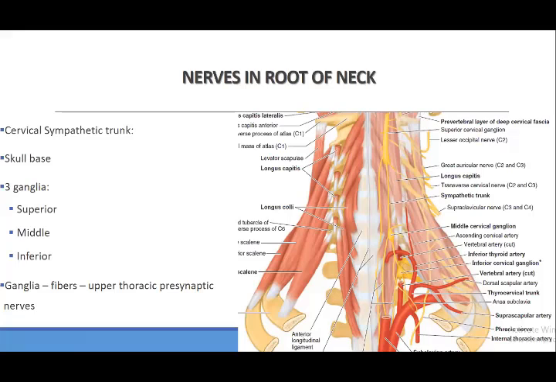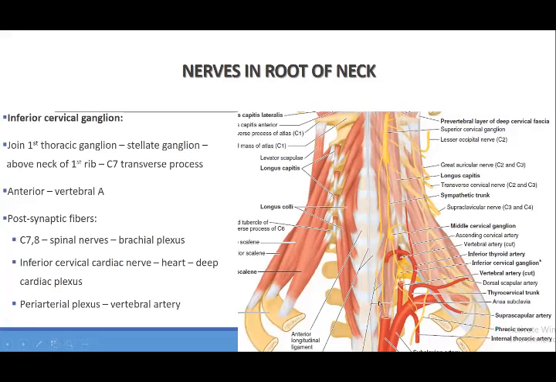ये जो cervical sympathetic ganglia है, if you remember, तो जो आपके thoracic fibers थे, sympathetic fibers, they relayed in these ganglia. Upper thoracic presynaptic fibers ये इसमें relay किए. अब postsynaptic कहाँ जाते हैं? We'll do them one by one. Let's start with the inferior ganglia because this is a very important ganglion. The inferior ganglion joins the first thoracic ganglia.